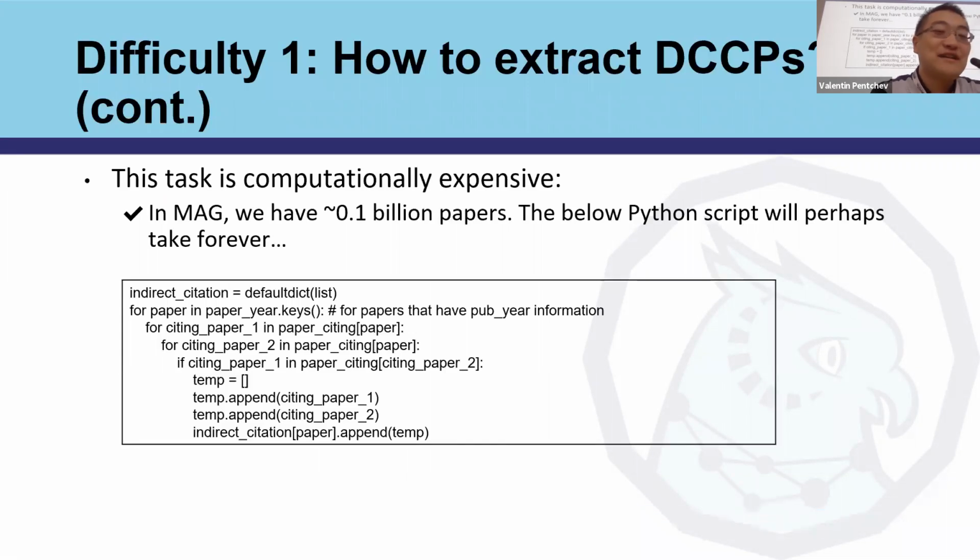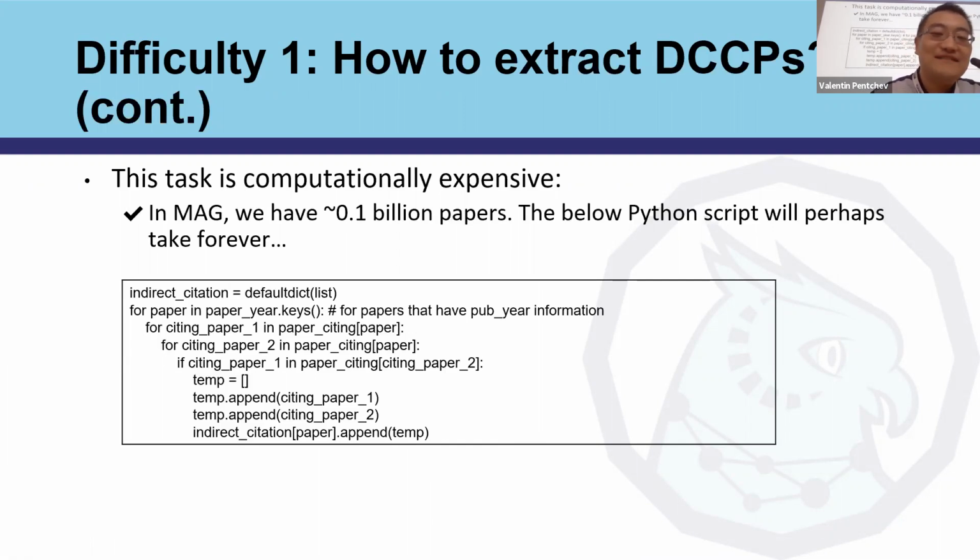This task is actually computationally expensive, very computationally expensive. Here in MAG, we have around 0.1 billion papers. Previously, I tried this Python script. Actually, this Python script can help me to finish this task. However, that will take forever.